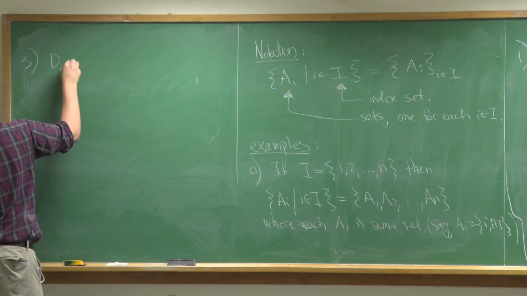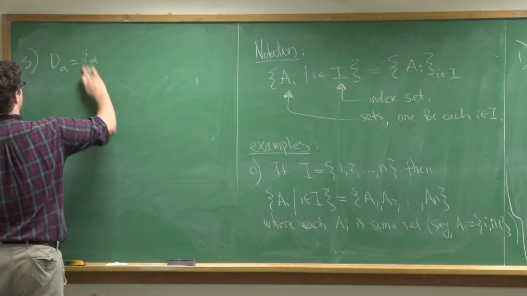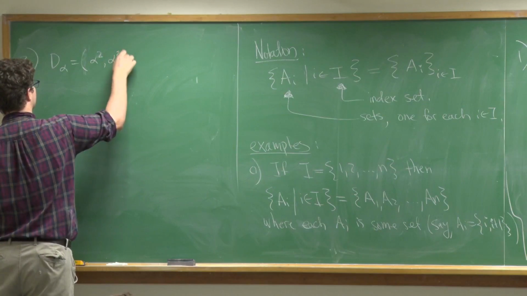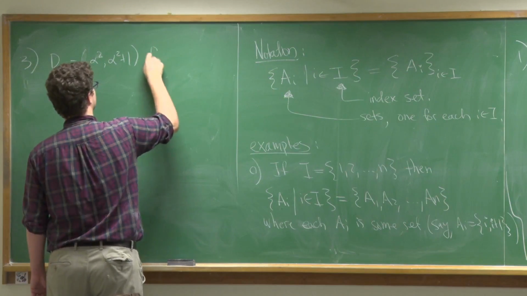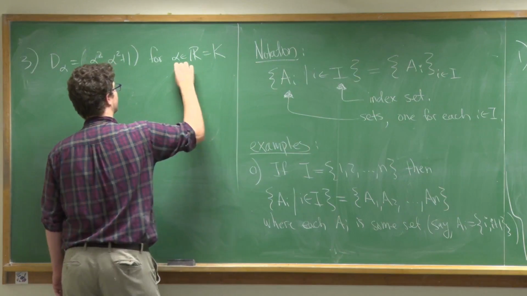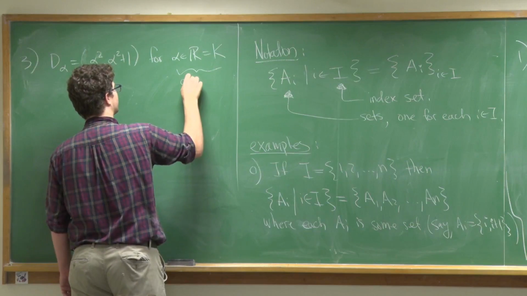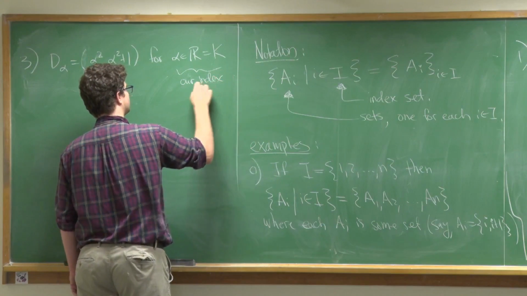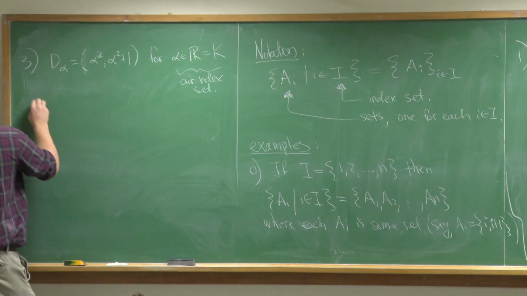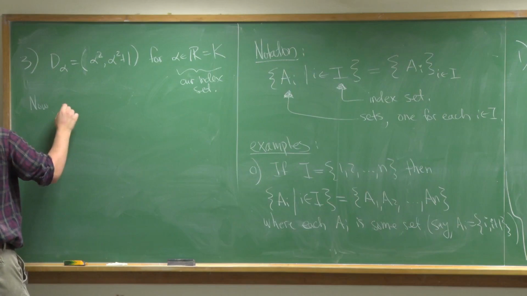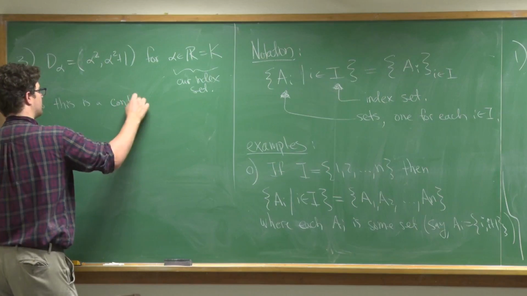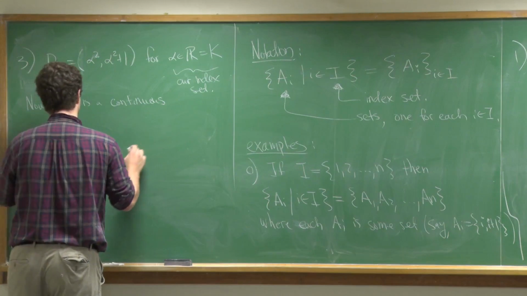So D alpha could be the set of, let's do an interval thing, alpha squared and then alpha squared plus 1, for alpha an element of the real numbers. Here we'll call this set K. Okay, so this is our index set. Now this is an infinite collection. Now this is like a continuous collection of sets.